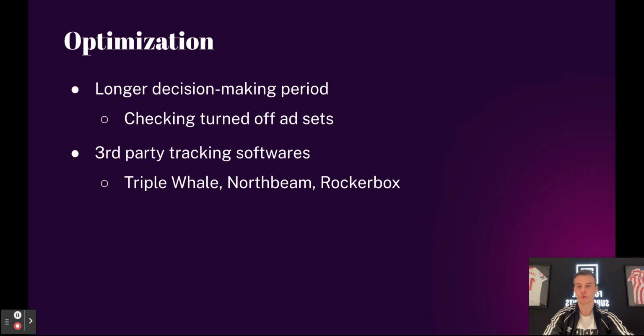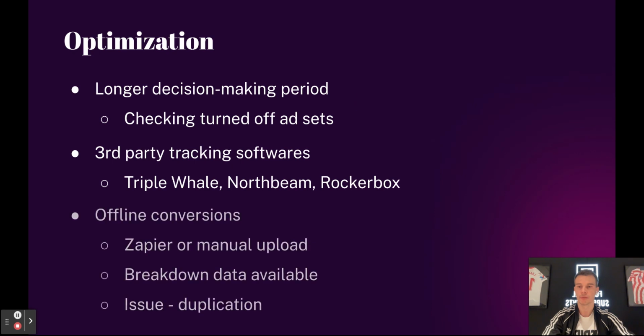Then, what is crucial in this landscape after the iOS is using third-party tracking software. The three most famous, and three that I used and can recommend, are Triple Whale, Northbeam, and Rockerbox. Those platforms can help you improve your decision making because they are capturing some of the sales that Facebook isn't capturing. This way, you're ensuring that your decision making is properly done, and you have more data to make a better decision.